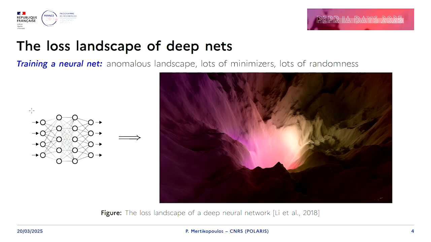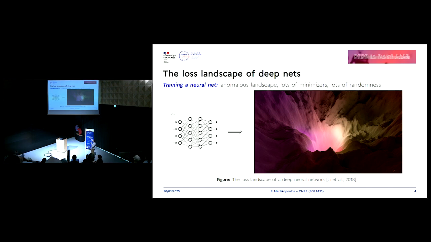What we really want to study here is the behavior of SGD, stochastic gradient descent, in non-convex landscapes like the ones we encounter in the training of deep neural nets, which can be very anomalous. They have a lot of spurious local minimizers, a lot of crevices and cliffs, and a lot of randomness involved. So as you can tell, it is a pretty difficult problem.